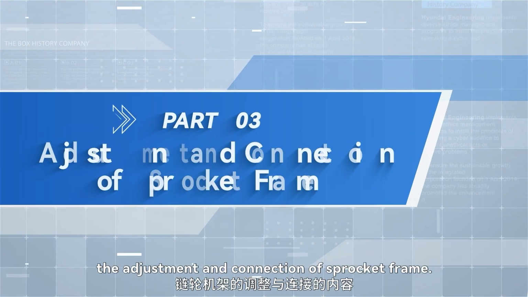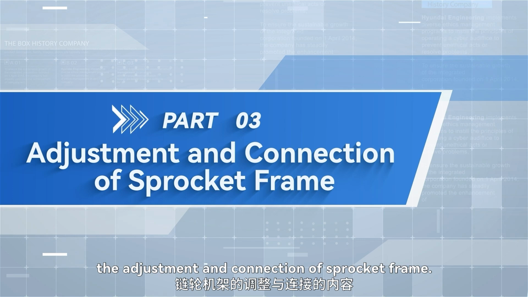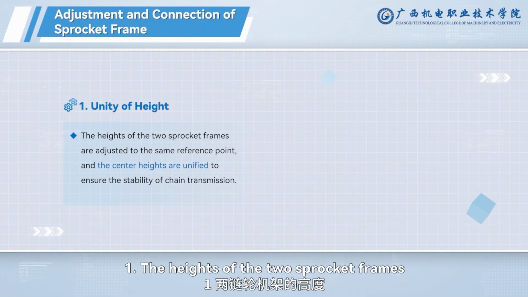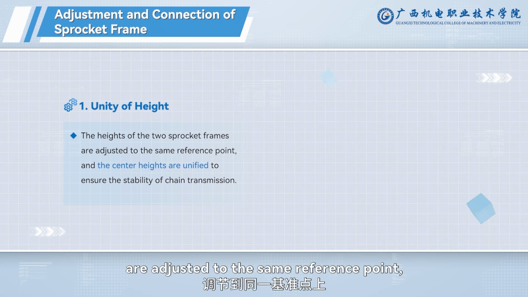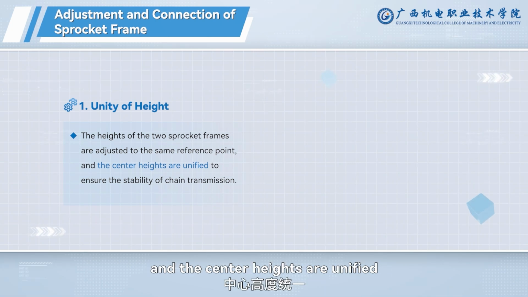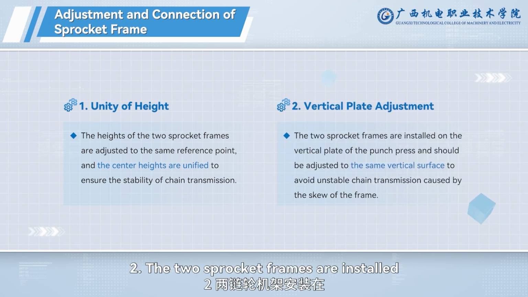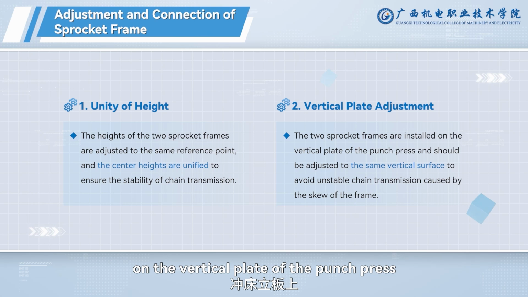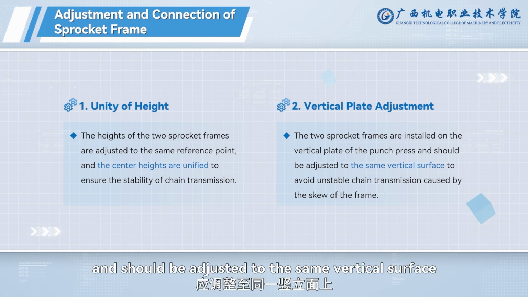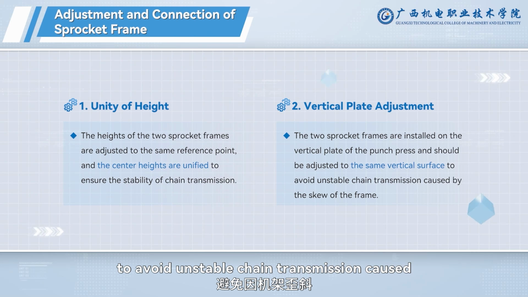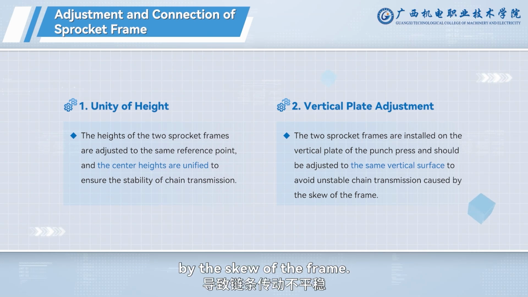Then we will learn the adjustment and connection of sprocket frame. 1. The heights of the two sprocket frames are adjusted to the same reference point, and the center heights are unified to ensure the stability of chain transmission. 2. The two sprocket frames are installed on the vertical plate of the punch press, and should be adjusted to the same vertical surface to avoid unstable chain transmission caused by the skew of the frame.